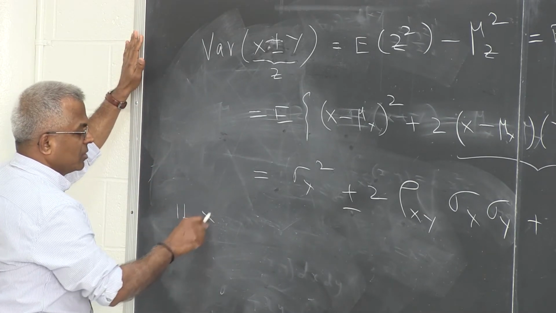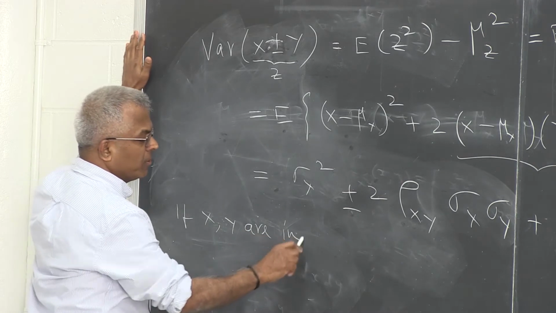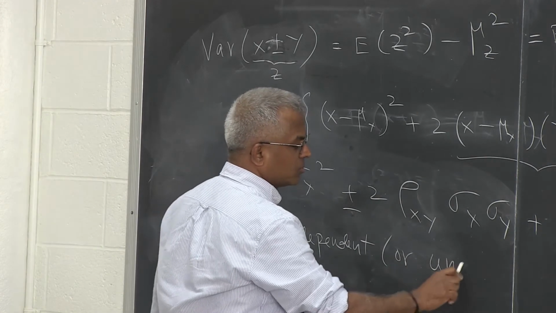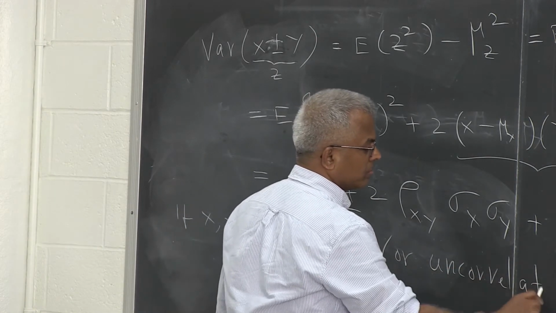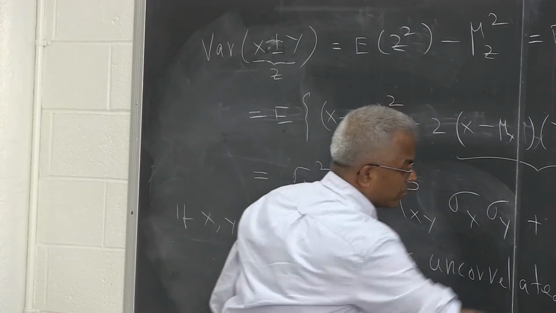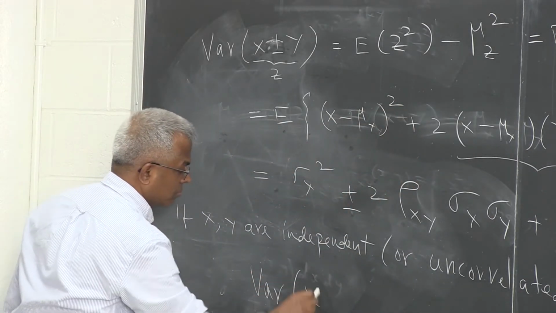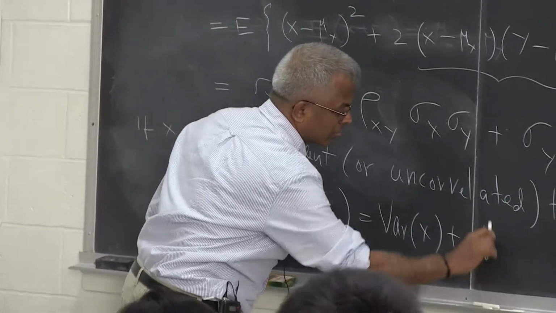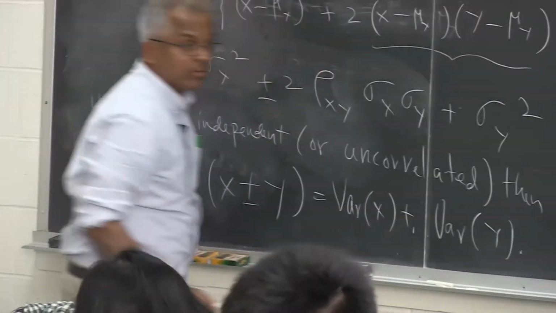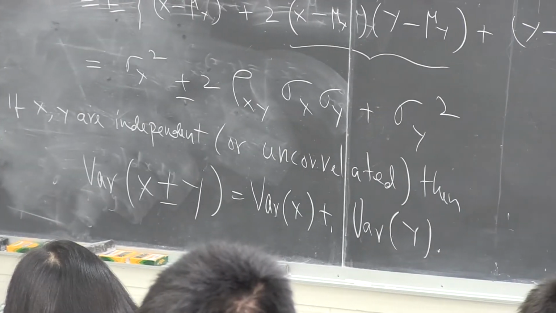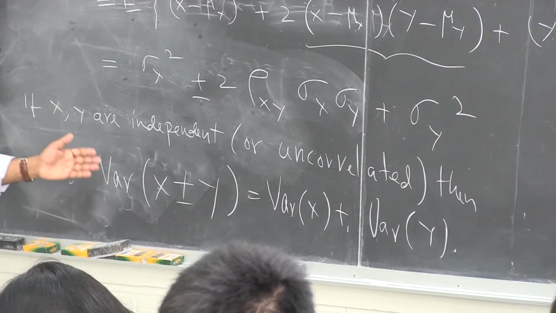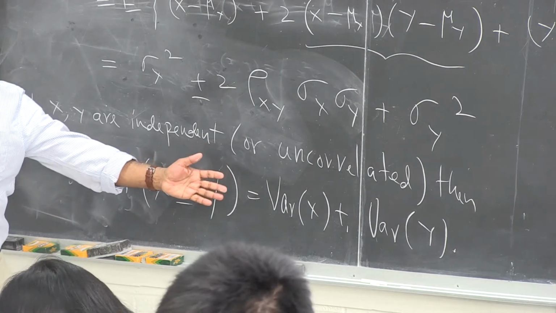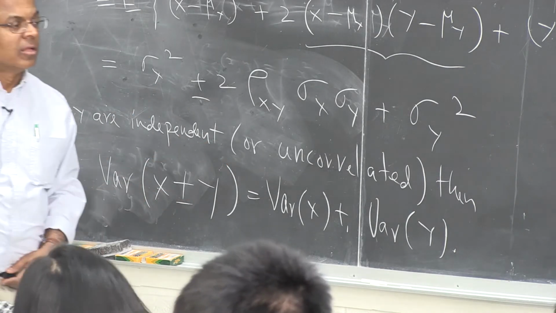So if x and y are independent, you don't need independent, uncorrelated is also fine. You see this, right? The variance of the sum is of course the sum of the variances. The variance of the difference is not the difference of the variances. It is also the sum of the variances, right?